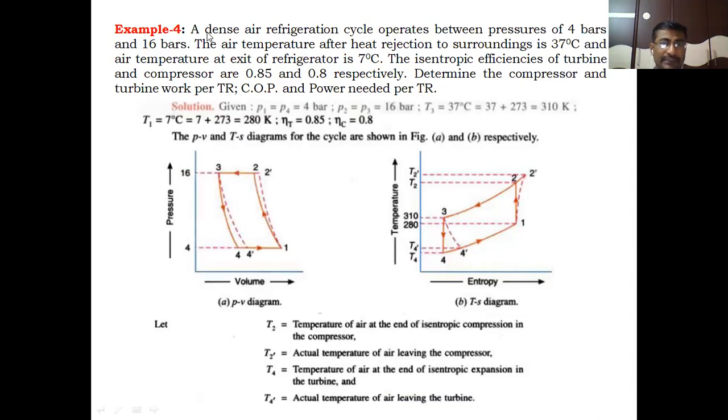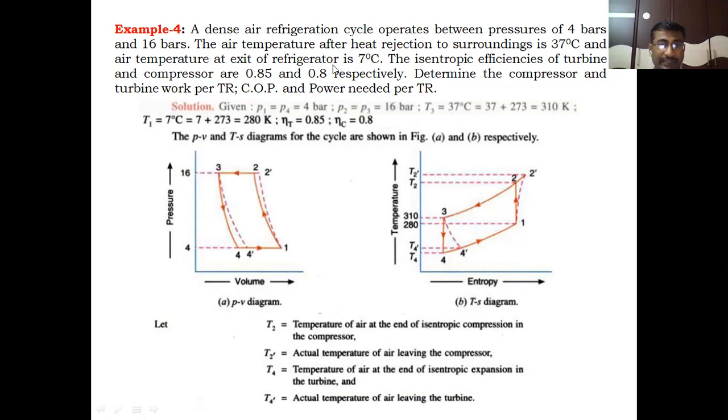Here, example 4 is a dense air refrigeration cycle operating between pressures of 4 bar and 16 bar. The pressures are given as 4 bar as the lowest pressure and 16 bar as the highest pressure. Here, P1 and P4 are 4 bar, and P2 and P3 are 16 bar. The air temperature after heat rejection to the surrounding is 37 degrees centigrade. The heat rejection process is 2 to 3, and after heat rejection at state point 3 the temperature is 37 degrees centigrade, otherwise 310 kelvins.